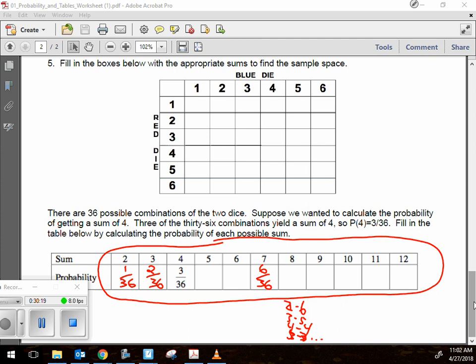Okay, and that's narrowing it down quite a bit. And that's all I have for you for today.